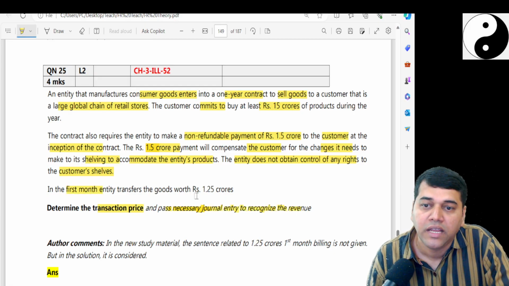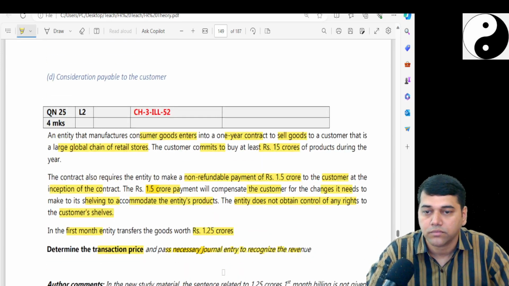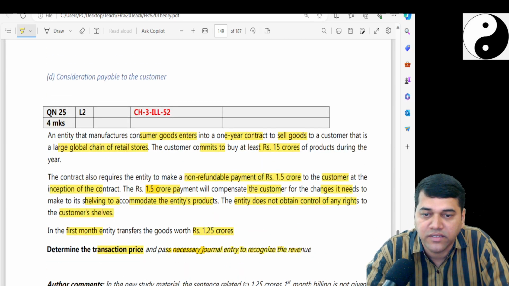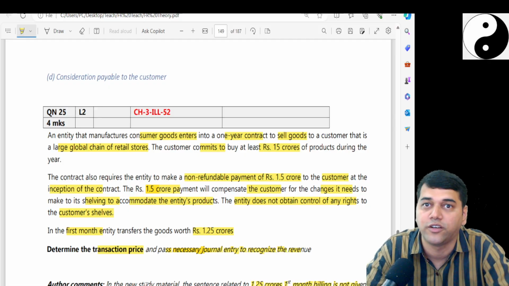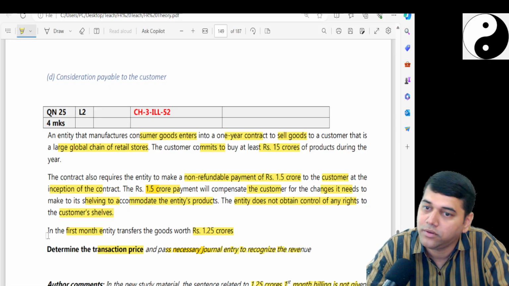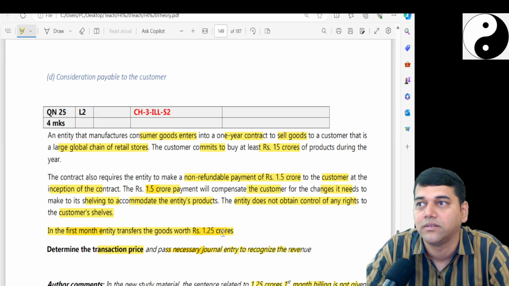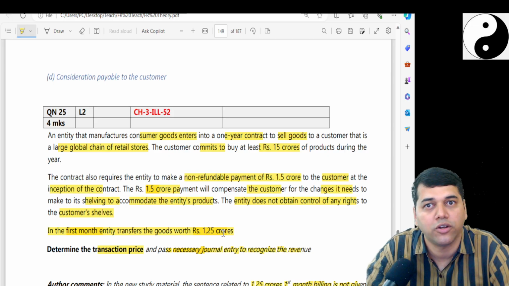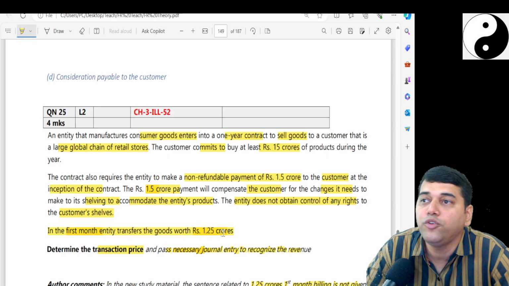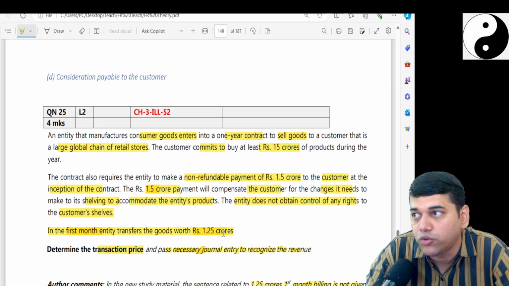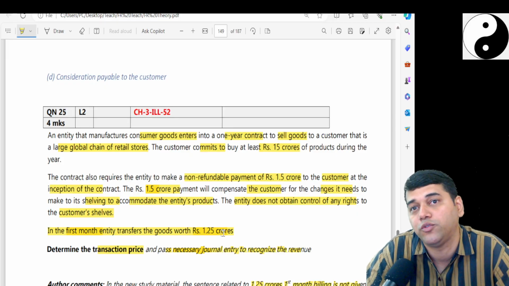In the first month, the entity transfers goods worth 1.25 crores. In the new study material, the sentence related to 1.25 crore first month billing is not given in the question, but the solution considers it. So in the solution they said, in the first month 1.25 crore is transferred. The question is not there, the solution has it, so I have included it in the question. Now tell me students, when you transfer 1.25 crore worth of goods in the first month, as a seller, what accounting entry will you pass?